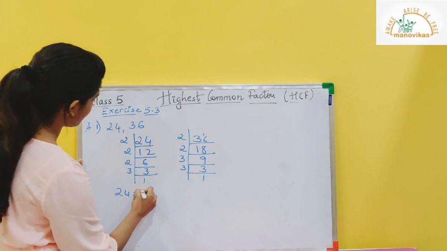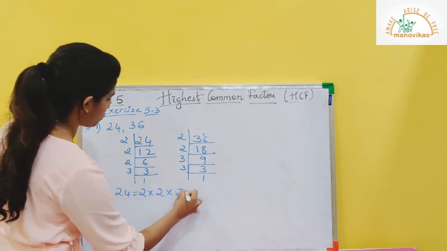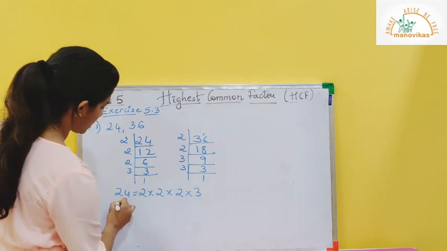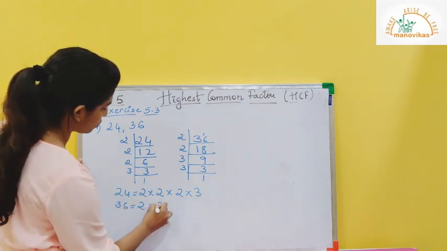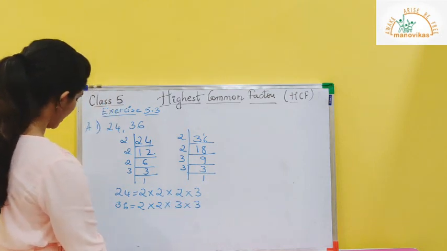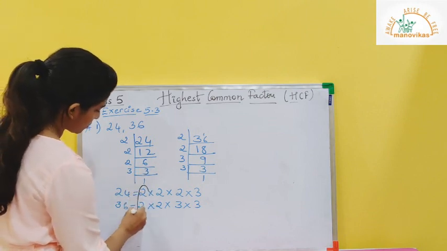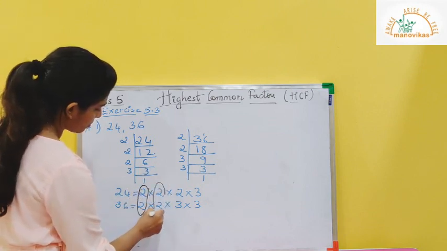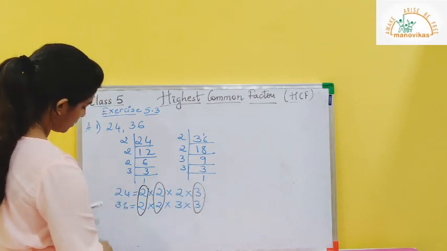Write the prime factors here. 24 is 2 into 2 into 2 into 3. 36 is equal to 2 into 2 into 3 into 3. Find the common prime factors here: 2, 2 and 3.